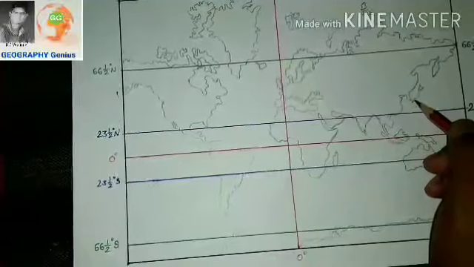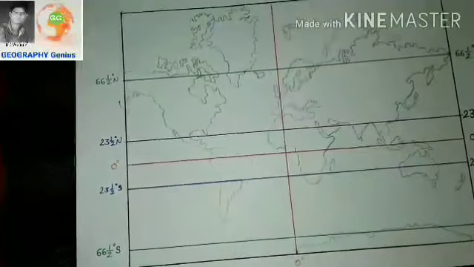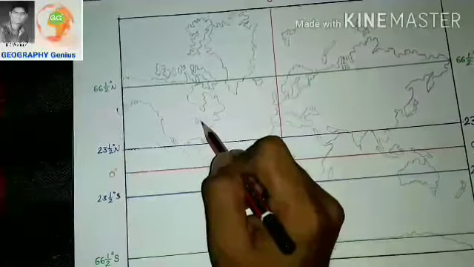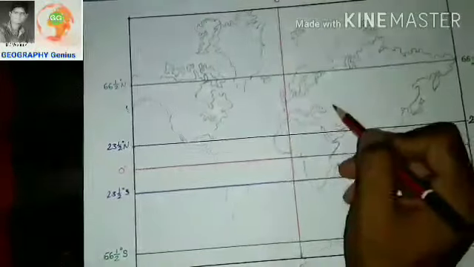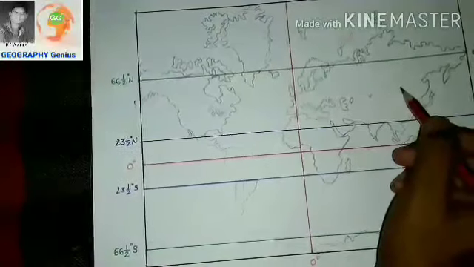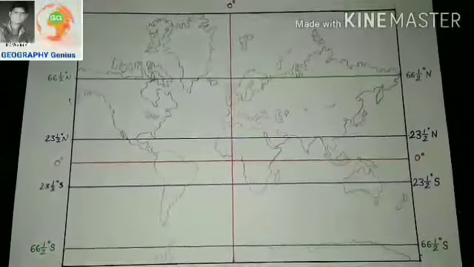After drawing this map, you give different colors to the continents and oceans, and lastly we draw the seas, and our world map is complete easily.